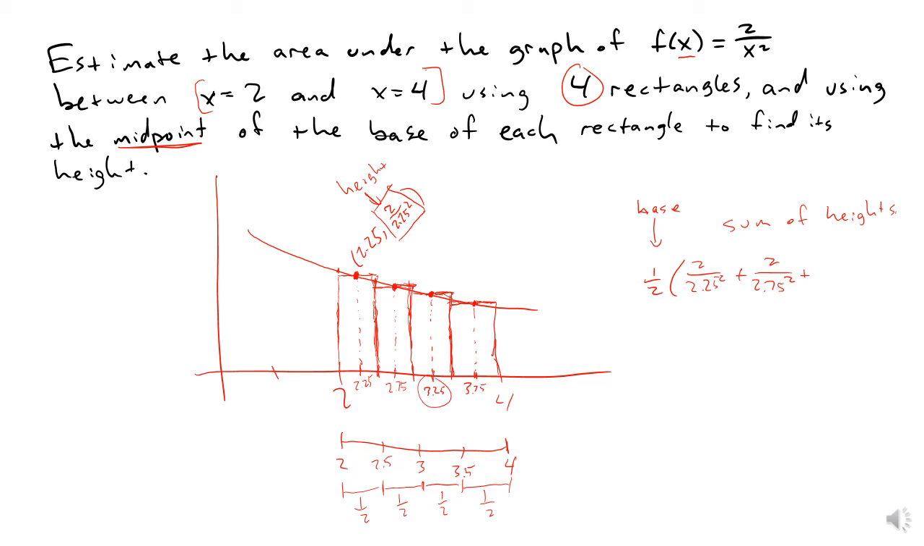And then my third rectangle, its height comes from what I get when I plug 3.25 into my function. So f of 3.25 would be 2 over 3.25 squared. And then my last rectangle, its height comes from plugging 3.75 into my function. So that would be 2 over 3.75 squared.